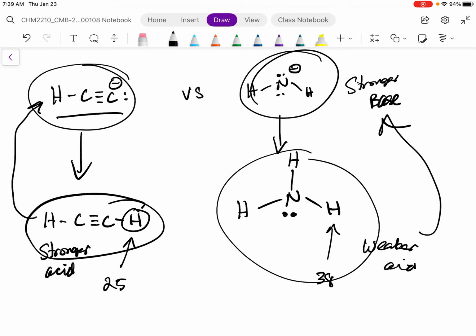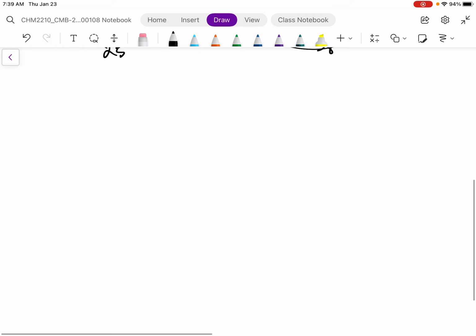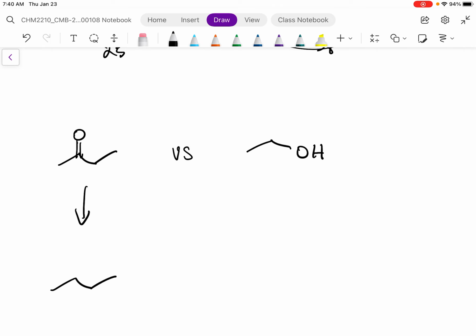So let's apply this principle. What if we had a ketone versus an alcohol? Okay? And I ask you the same question. Which one is the stronger base? What's the first step, class? Draw the conjugate acid. So what would that look like? Where would I put a hydrogen? Could I put a hydrogen right here? No, you'd create a Texas carbon.